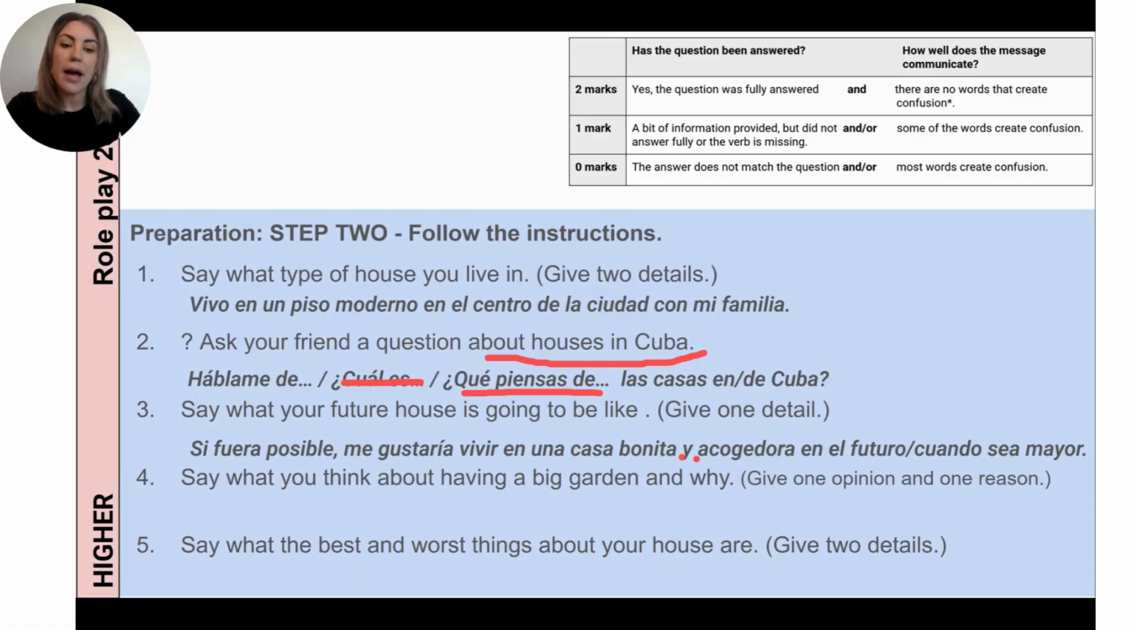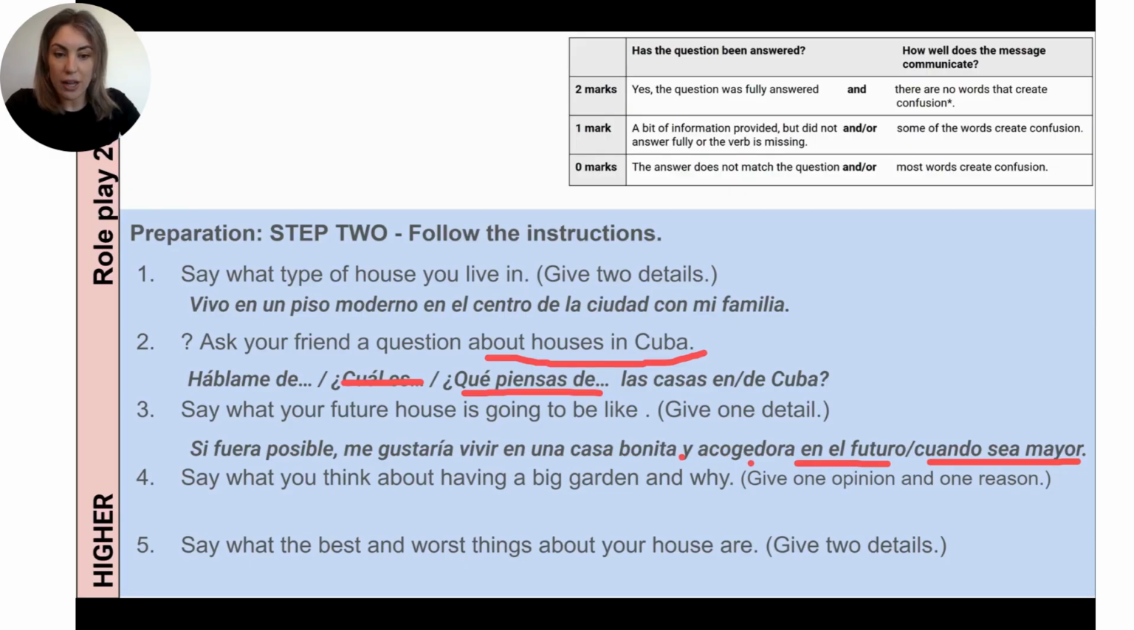One detail, but I added some more for you today. Y acogedora en el futuro o cuando sea mayor. So like future phrases: en el futuro, cuando sea mayor. So if it were possible, I would like to live in a beautiful house. And then, y acogedora means welcoming, okay?